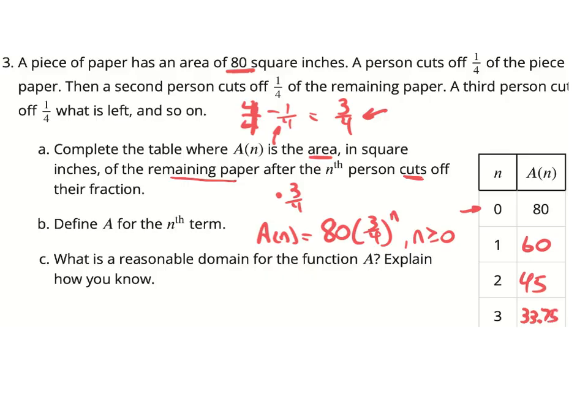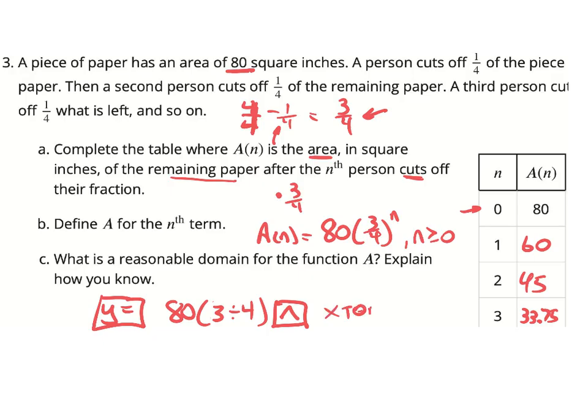Okay, what's a reasonable domain? Now, if you put this in a calculator into y equals, hit the y equals at the top left, put 80 times 3/4. Let me write that differently. Make sure you write the parentheses. Close the parentheses. Over the 8 and 9 are the parentheses. Caret, this button is over the division symbol on the right. And then you put the x, theta, n button, which is next to the green button on the left. Put this in the y equals.